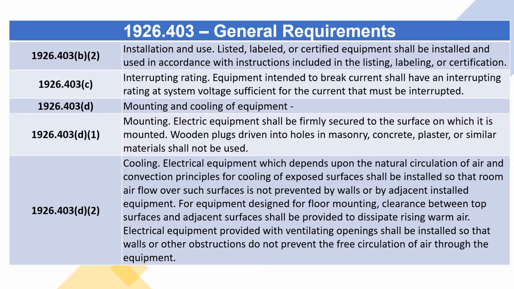1926.403(d)(2) Cooling. Electrical equipment which depends upon the natural circulation of air and convection principles for cooling of exposed surfaces shall be installed so that room airflow over such surfaces is not prevented by walls or by adjacent installed equipment. For equipment designed for floor mounting, clearance between top surfaces and adjacent surfaces shall be provided to dissipate rising warm air. Electrical equipment provided with ventilating openings shall be installed so that walls or other obstructions do not prevent the free circulation of air through the equipment.